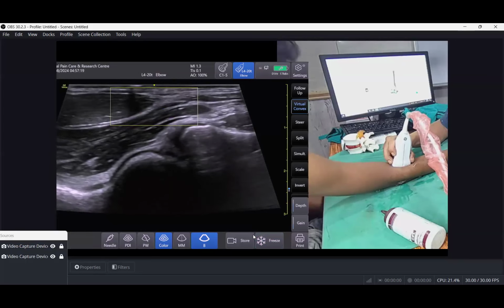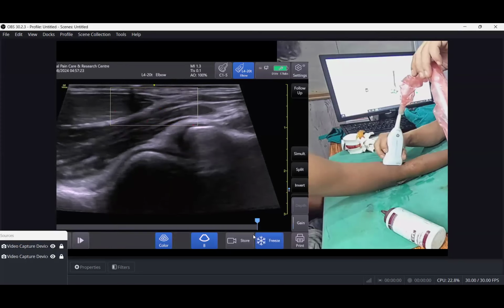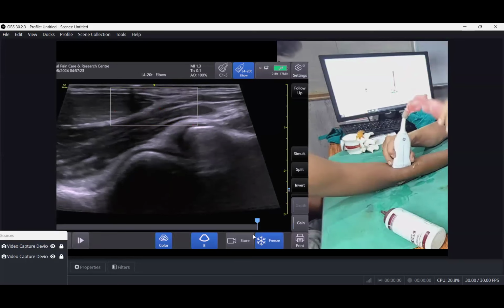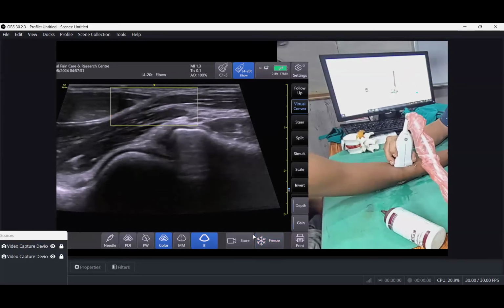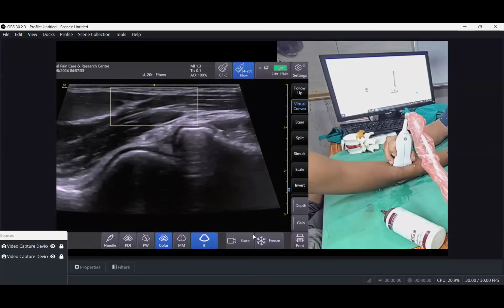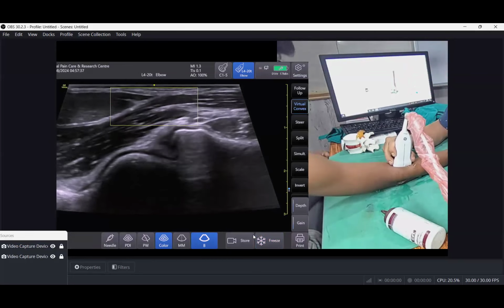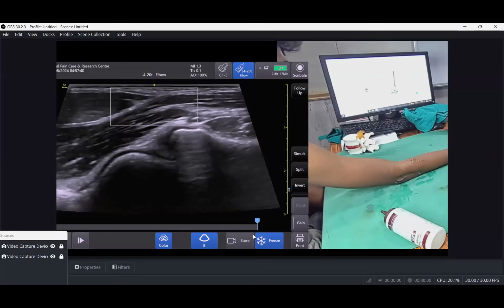Okay, this is the radiocapitellar joint. Look at my probe position. It is along the long axis of the humerus. Okay, in the lateral side, if you put like this, you can very nicely see the head of the radius articulating with the capitulum of the humerus, forming the radiocapitellar joint. So this one is the elbow joint from in front.